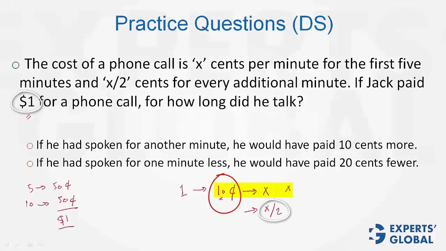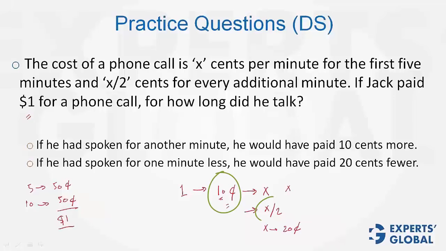Let's look at this condition. If 10 cents were X divided by 2, then that means X is 20 cents. Now if X is 20 cents for a $1 bill, he would have spoken for 5 minutes. Therefore, for an additional minute, the 6th minute, the price would become half. And yes, it would become 10 cents. So this makes sense. We have a unique answer.